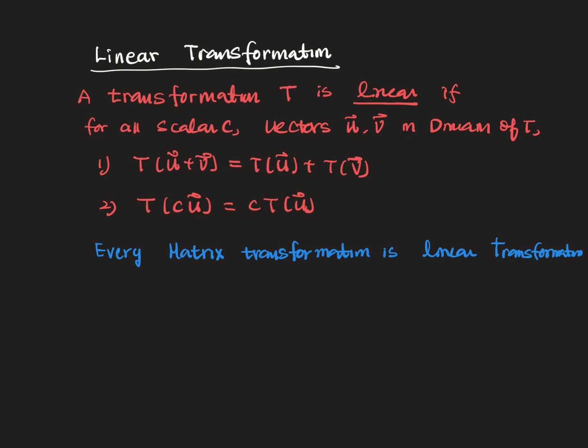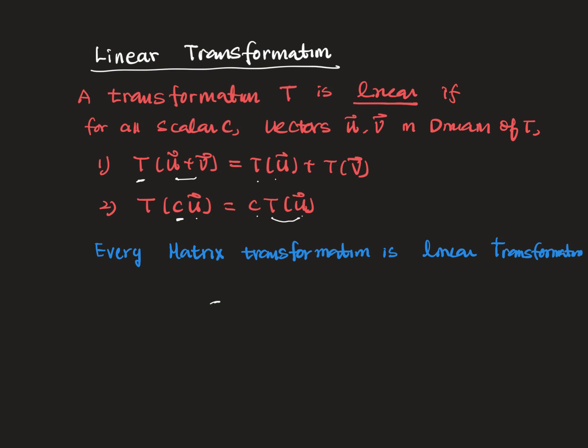First, the addition of two vectors is preserved under the transformation. So when you add two vectors and apply the transformation, it is the same as taking each image first and adding later, okay? Second, scalar multiplication: the image of the vector u times a scalar is the scalar times the image of u. So simply, a linear transformation preserves the operations of addition and scalar multiplication, okay?